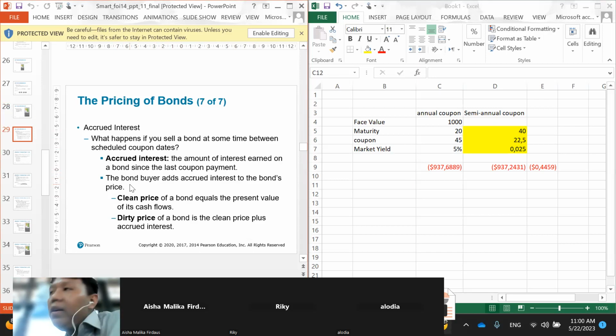So here we have two kinds of prices, clean price and dirty price. The clean price of the bond equals the present value of its cash flow, while the dirty price means the clean price plus accrued interest. So sometimes you buy a bond at a dirty price, meaning that they will add the interest payment they received last time to the bond price. This is what we call the dirty price.